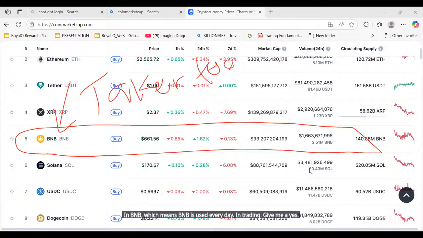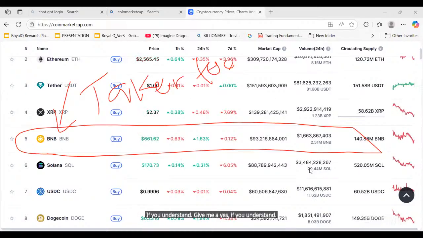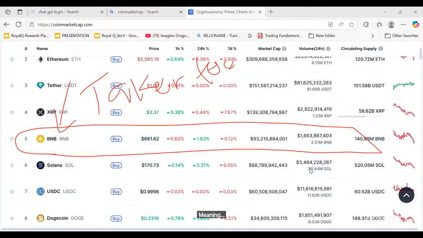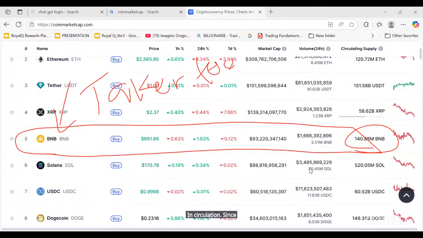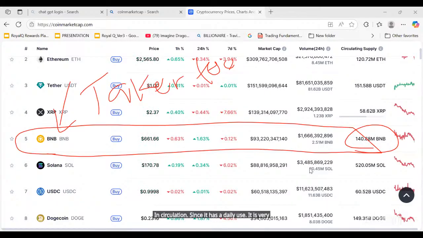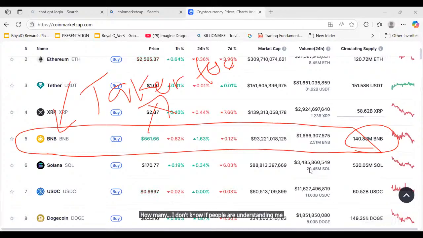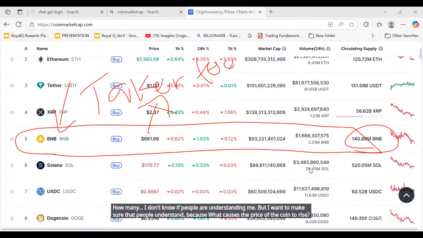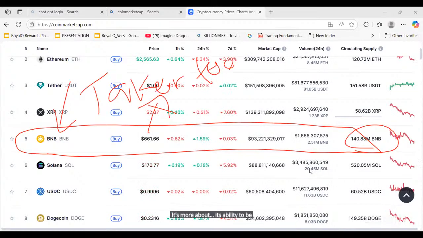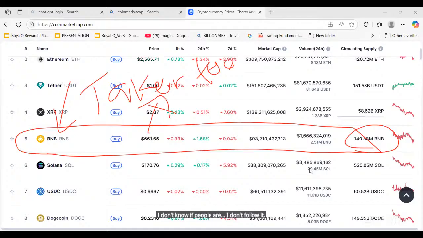Give me a yes if you understand. Meaning, although BNB has a circulating supply of 140.88 million tokens in circulation, since it has a daily use, it is very easy for the price of this coin to keep going up. I don't know if people are understanding me, but I want to make sure that people understand, because what causes the price of the coin to rise is more about its ability to be a utility token. Is it being used? I don't know if people are following.